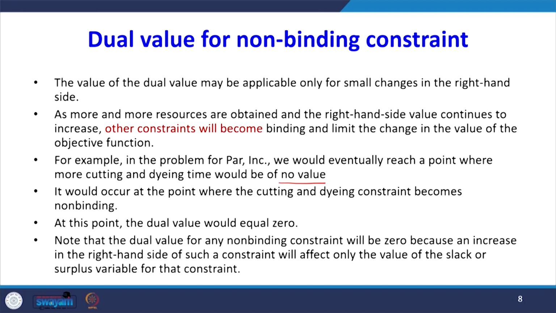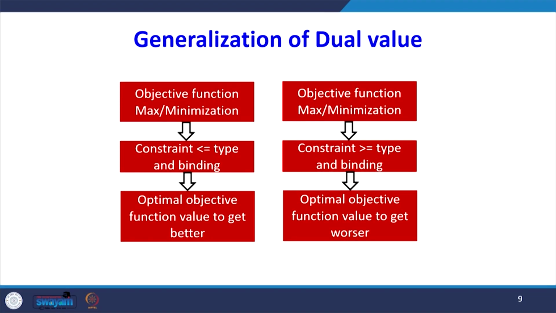Note that the dual value for any non-binding constraint will be 0 because an increase in the right hand side of such a constraint will affect only the value of the slack or surplus variable for the constraint. Because for the non-binding constraint there is already a slack or surplus variable. We know that the effect of the slack and surplus variable on the objective function is 0. So, for a non-binding constraint, adding any resources on the right hand side will not make any difference in our objective function value. So, how can we generalize for the dual value?